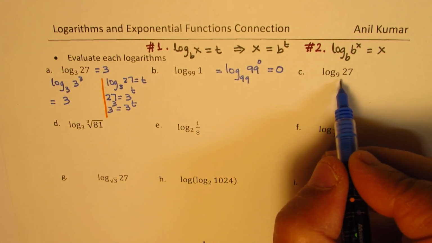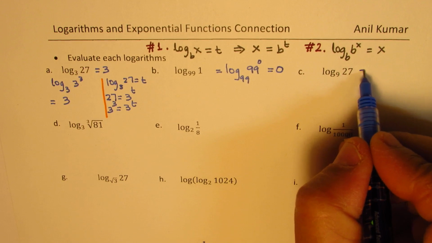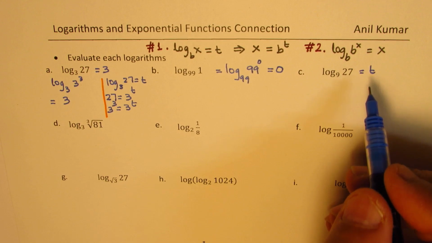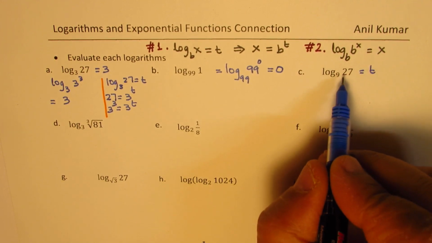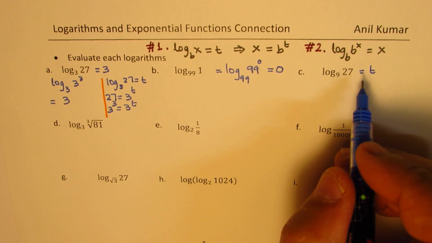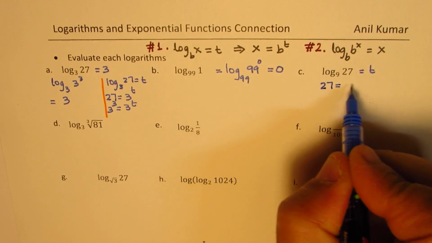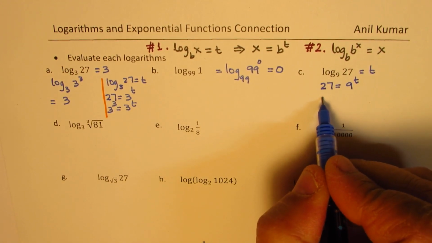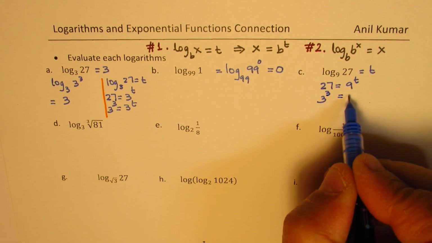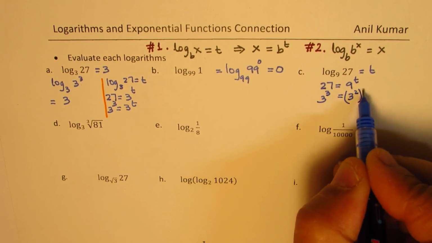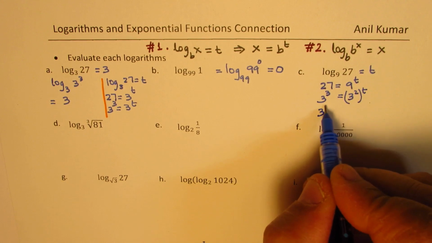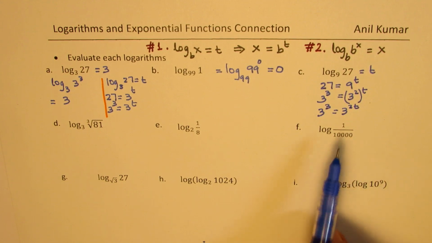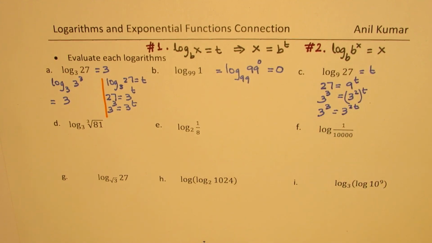Now if I have log to the base 9 of 27, let us say this is equal to t. So you could change from one method to another, follow what you like and what you understand better. So I have to convert this to exponential form, and then we have 27 equals 9 to the power of t. However, 27 is, we know, 3 to the power of 3, and 9 is 3 squared, right? So 3 squared to the power of t. Now that gives you 3 to the power of 3 is 3 to the power of 2t. Do you see that? So 2t is equal to 3.